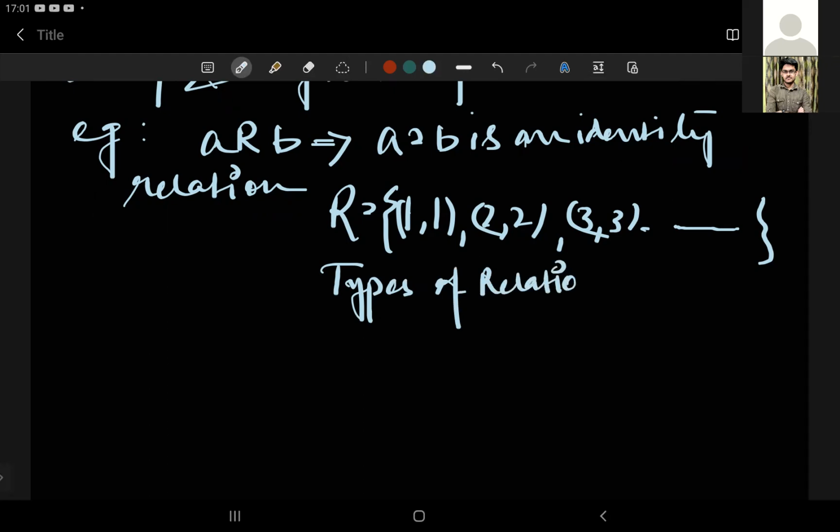So now we have three basic types of relations. Now identity relation is very basic. These three are very important and will come in your JEE.